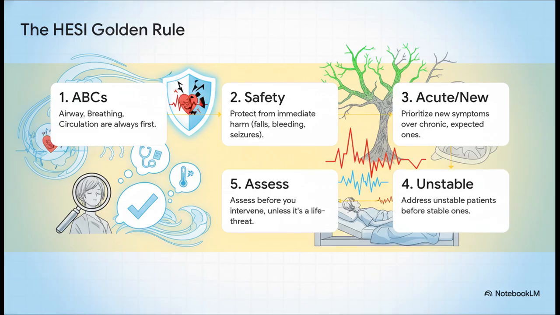Number one, always are the ABCs: airway, breathing, circulation. Then it's all about safety, protecting the patient from immediate harm. After that, you prioritize what's new and acute over what's chronic and expected. You deal with the unstable patient before the stable one. And finally, and this one is huge, you assess before you intervene, unless, of course, it's an immediate life threat to the ABCs. This is the filter you're going to run every single answer choice through.